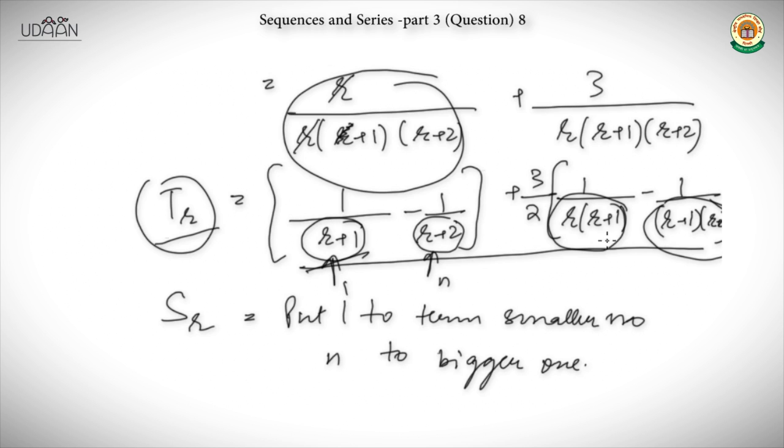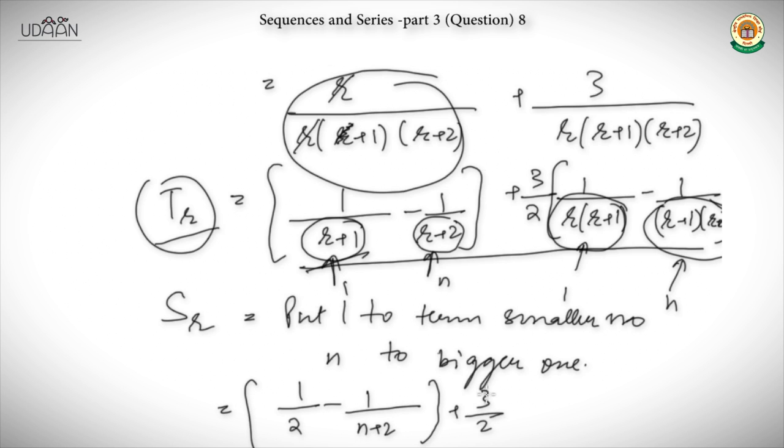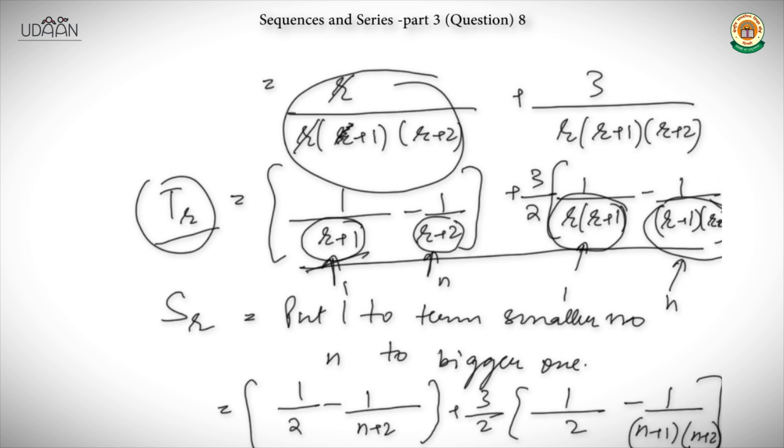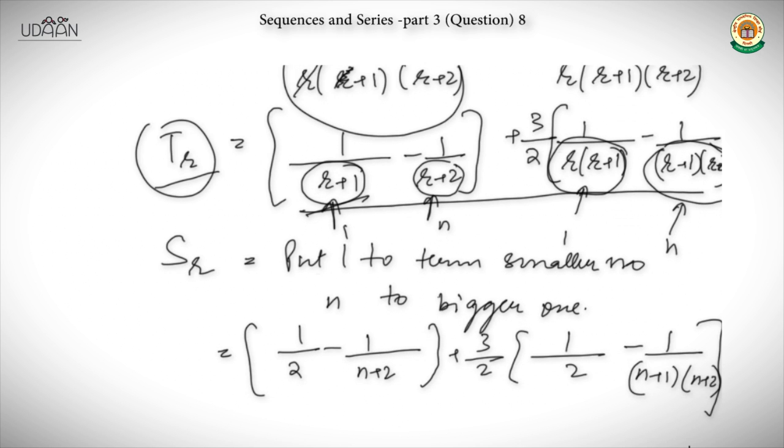Brilliant. So again we see this is the smaller term, so here 1 and here n. That way we get 1 by 2 minus 1 by n plus 2, plus 3 by 2 into 1 by 2 minus 1 by n plus 1 into n plus 2. So this will be our answer. We could solve it further to get the answer.